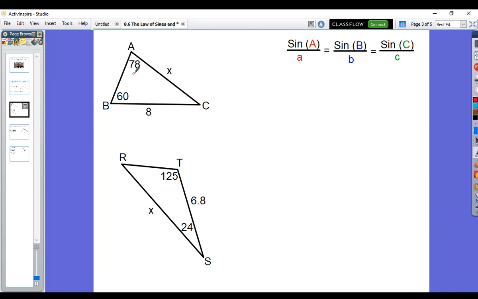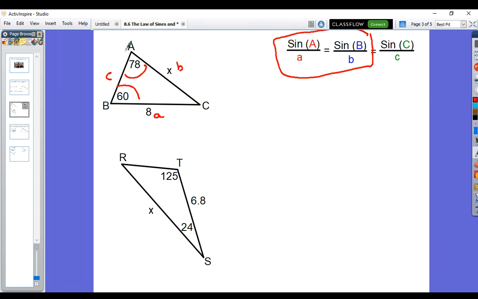On this problem, we know this angle, this angle, and this side. We're calling this angle A, which represents side little a. This is angle B, which represents little b. This is angle C, little c. Now you have two angles and one side, and we're looking for a side. Since angle A and angle B are the ones we have, we're going to use just these two. We're not going to use all three at one time. So we set a proportion.